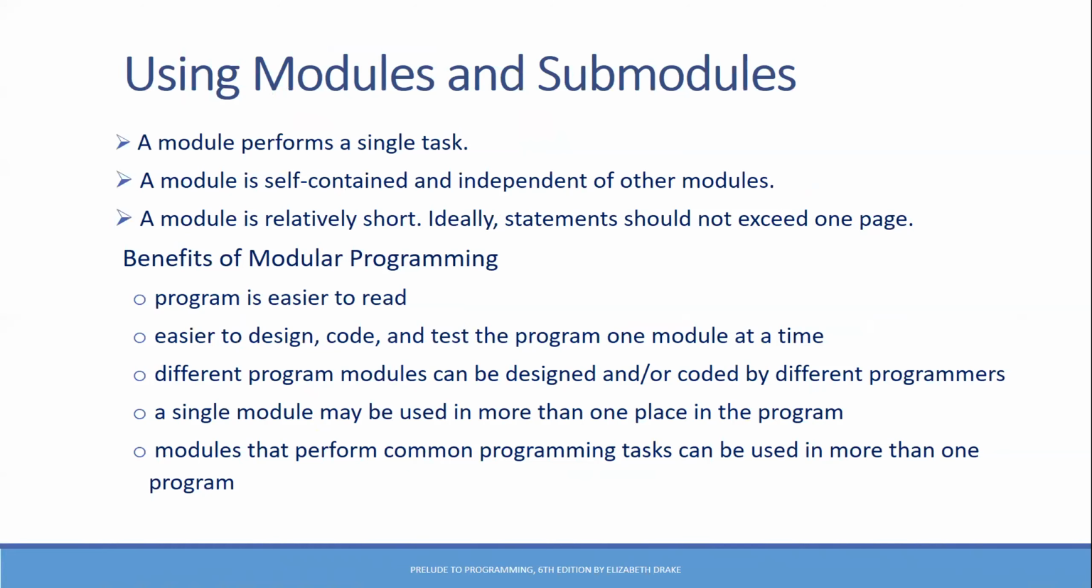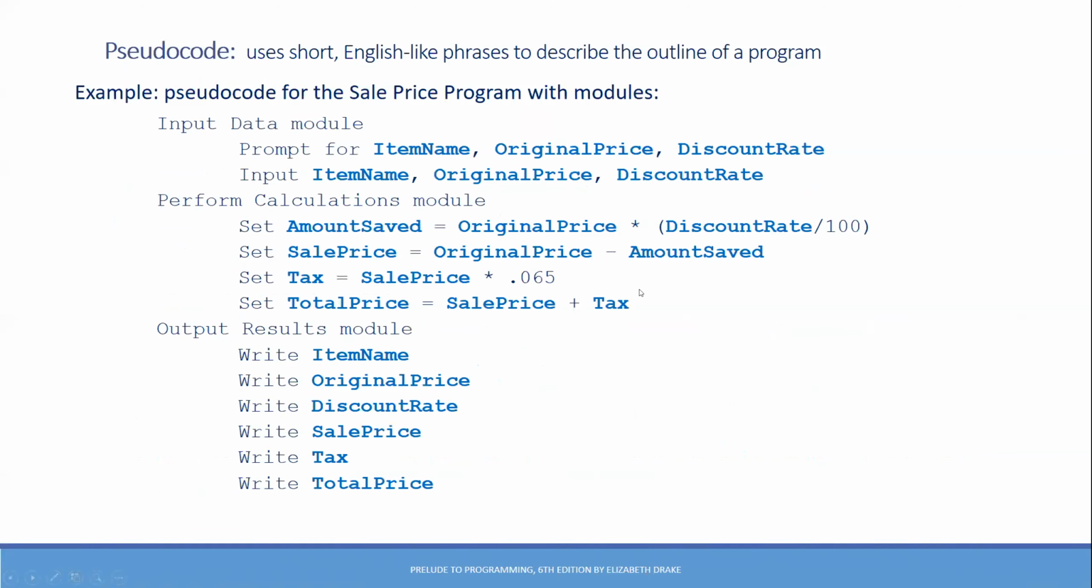We want to start out by thinking about what the different functional purposes are of the different pieces of the program. When we get done modularizing, that program is going to be easier to read. It's going to be easier to design and code because each module is going to be simpler than the whole thing put together. And we're going to be able to split up our workload. We can reuse some code if we want to, and modules that perform common tasks can be used in multiple programs even. So modular program coding is the way to go.